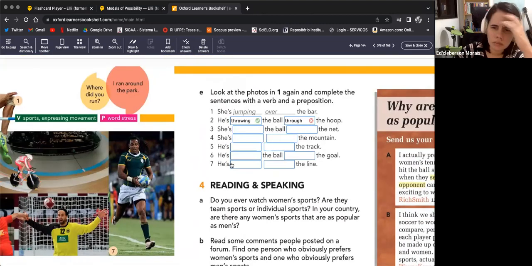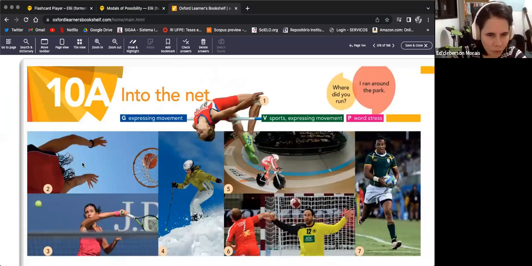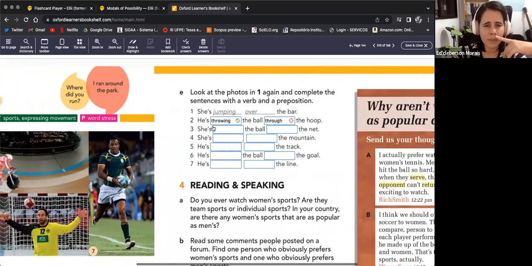I don't know why. Mas tá certo, tá? É through the hoop. É a mesma coisa que tunnel, certo? Porque é uma bola e você passa por dentro dela, ok? The ball through the hoop. Yeah, number 2 is basketball. It is correct. Number 3, she's.